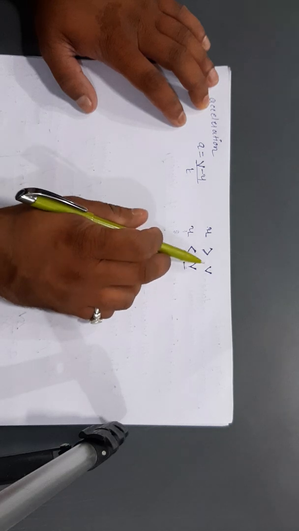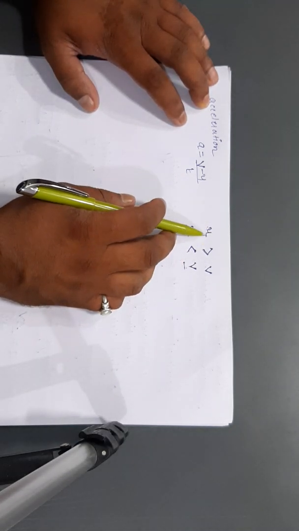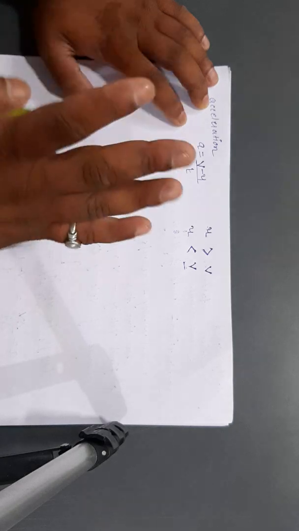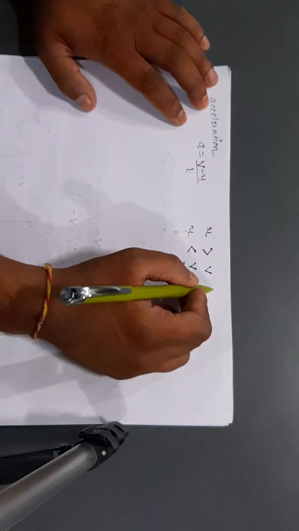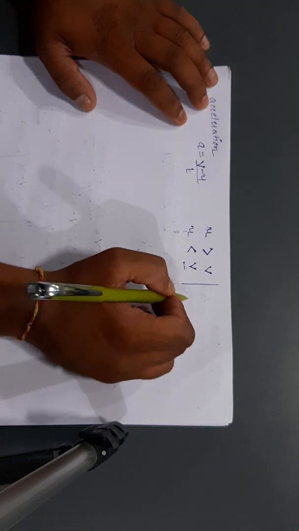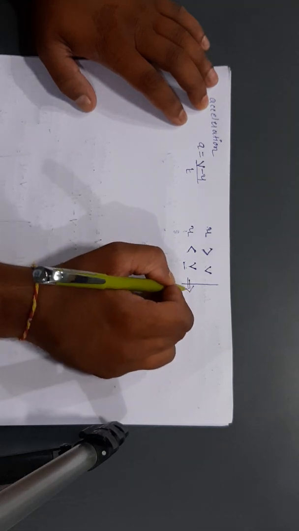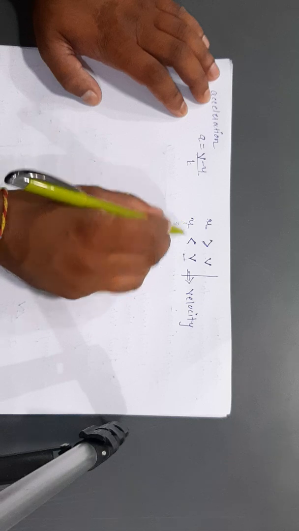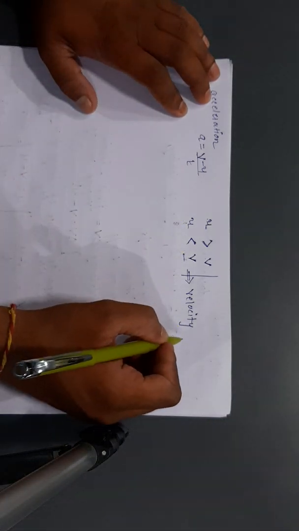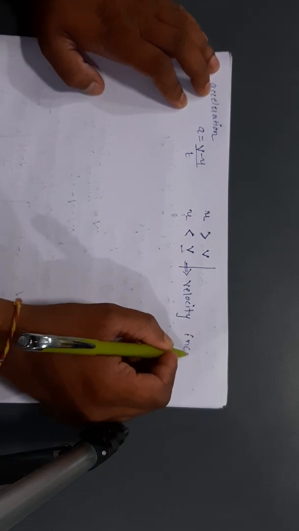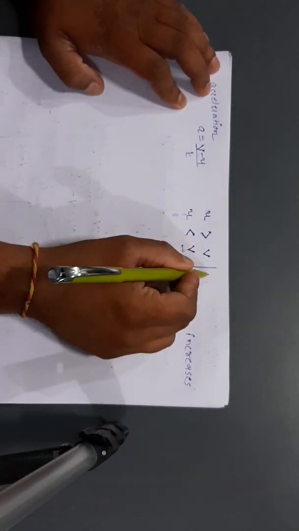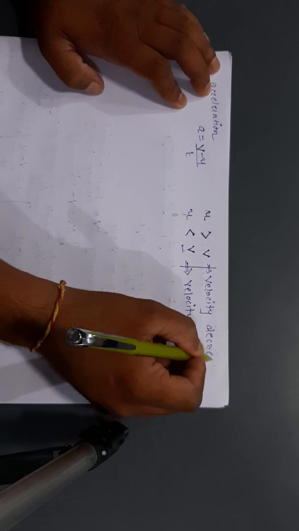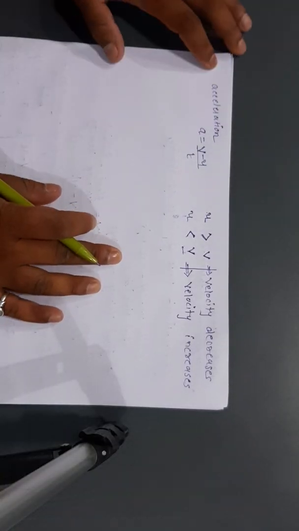But suppose a car or a train is moving with some velocity, and we apply brake on it, so what will happen? The final velocity will decrease. In short, we can say that either velocity can increase or velocity can decrease. In this case, you can see that u is small and v is big, so our velocity increases, and in this case our velocity decreases.